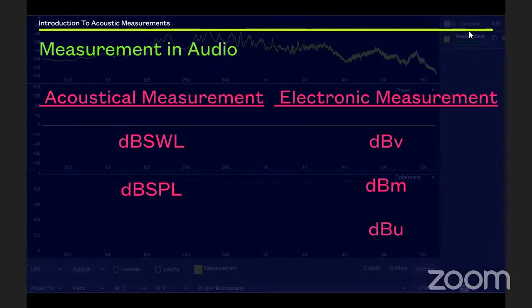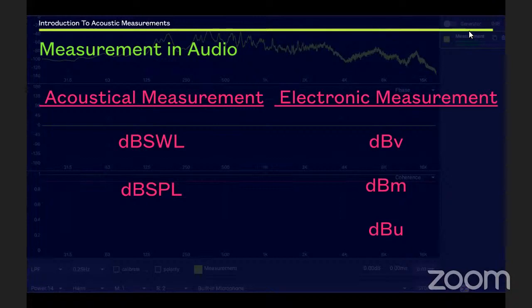So can anyone tell me what is the difference between these two? I just gave you the answer in the previous statement. SWL is basically the power that is generated in an acoustical environment, whereas dBm is the power of a particular device. It could be an antenna, it could be whatever electronic device.